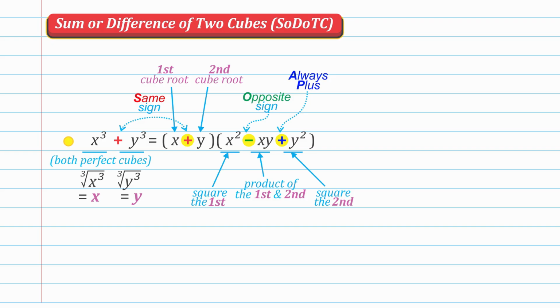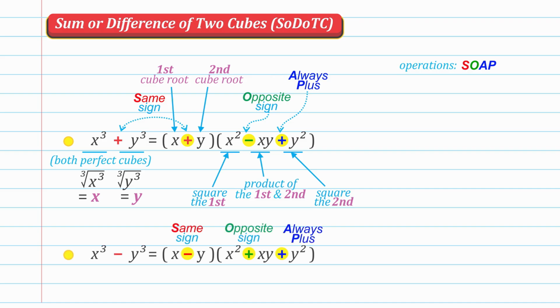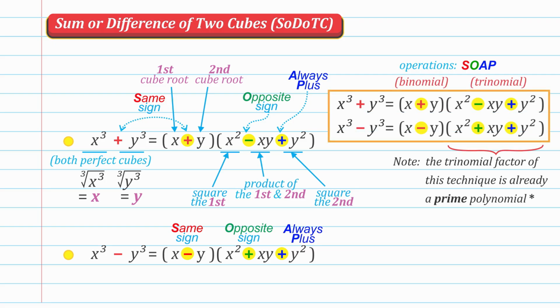These signs or operations are a source of confusion for many students. So, here's an acronym to remember them. It's SOAP, S-O-A-P. S meaning same sign, O means opposite sign, and AP means always plus or always positive. Easier, right? This pattern applies to both the sum and difference of two cubes, with the signs being the only difference. But still, SOAP will always apply.